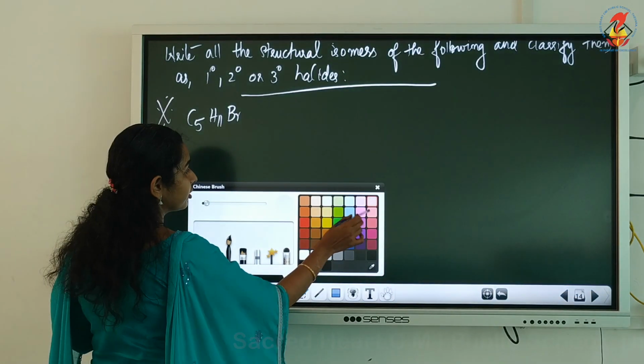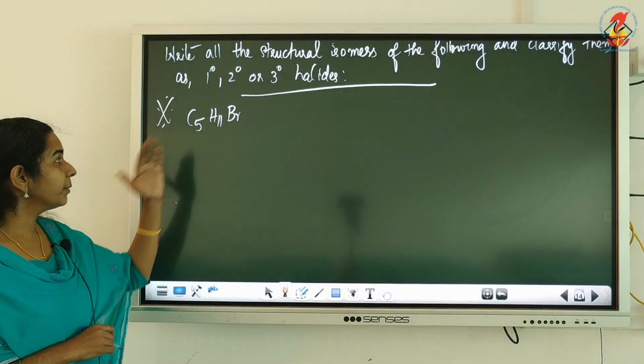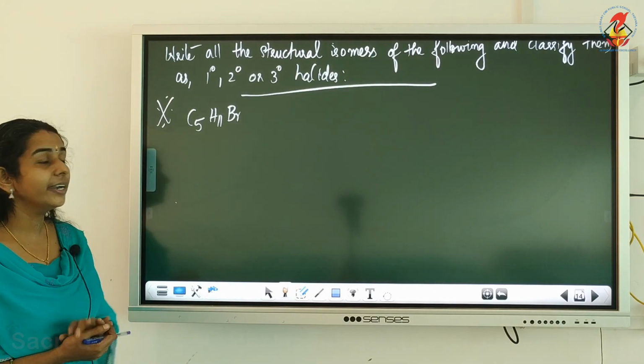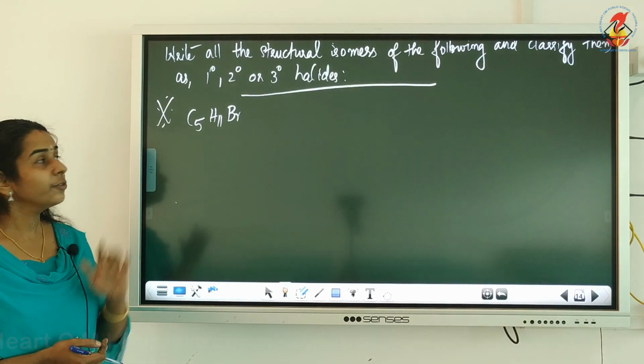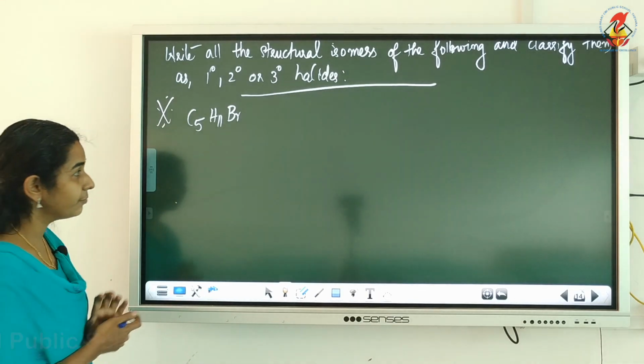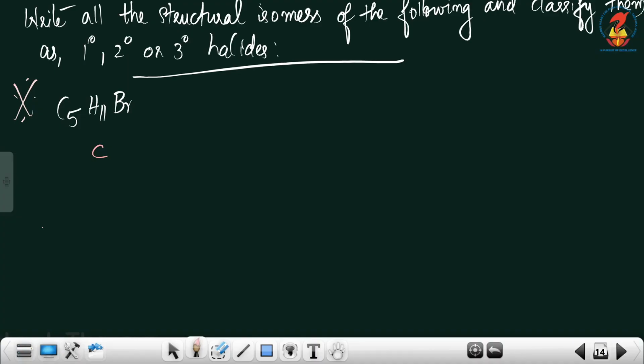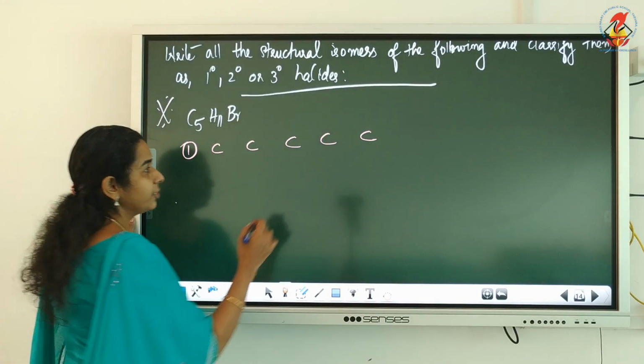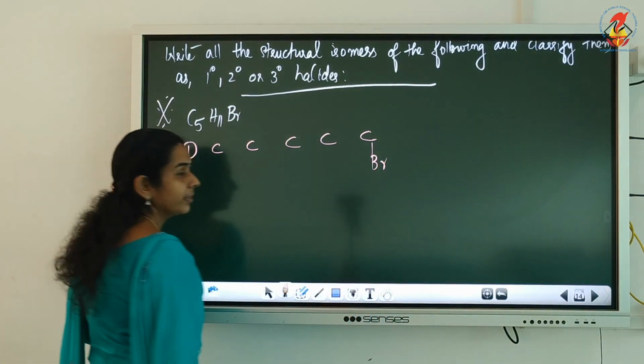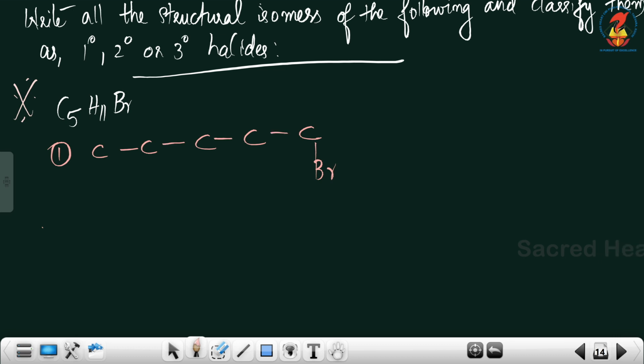So what are the different structures possible here? What's the total number of carbon here? 5 carbons, 11 hydrogen atoms and 1 bromine. So we will take the possibility of 5 carbon atoms first. The first possibility is 5 carbon atoms as a straight chain, 1, 2, 3, 4, 5, and let the bromine be present on the first carbon itself. So CH3, CH2, CH2, CH2, CH2Br. If you look at the number of carbons, 5 carbon, H11Br.